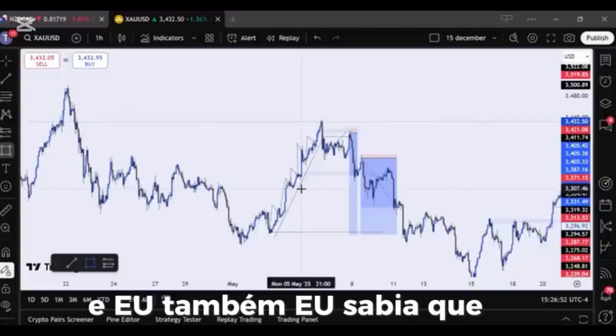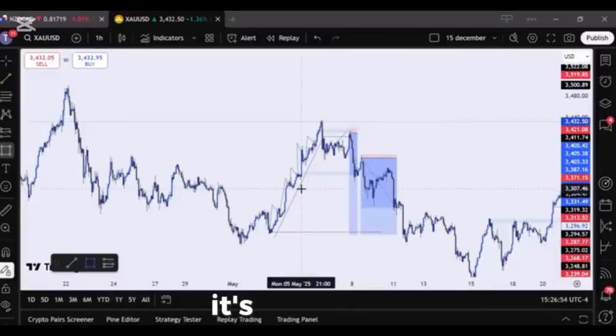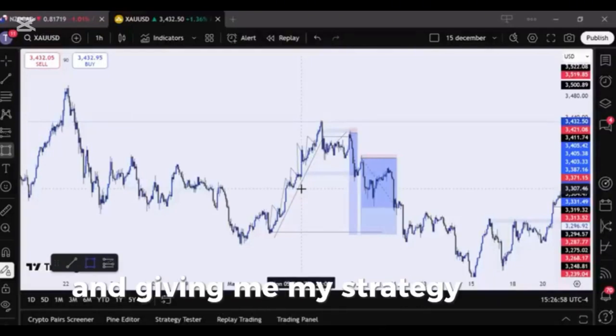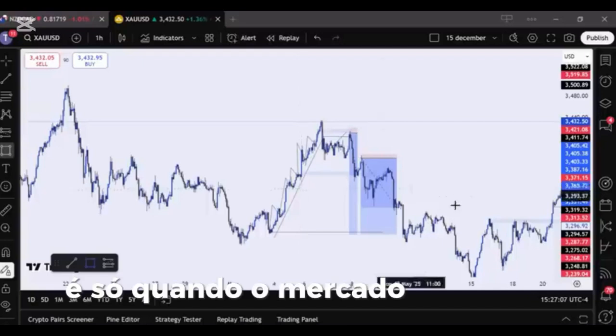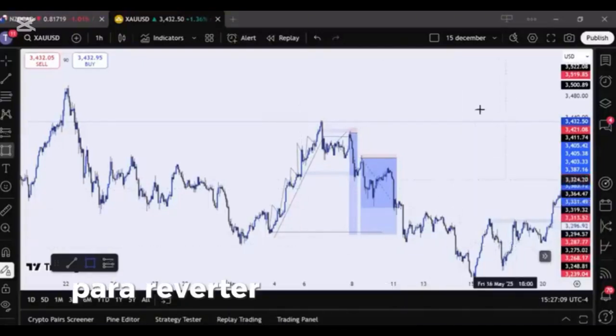And as I knew that yes, market is making trend line liquidity here, it is not proper. Since market has already started reversing and giving me my strategy that I trade for reversals, it's not proper to start looking for buys when market has not cleared the liquidity on the downside here. It's only when market clears that liquidity that you can now start looking for ways to reverse the market back to the upside.